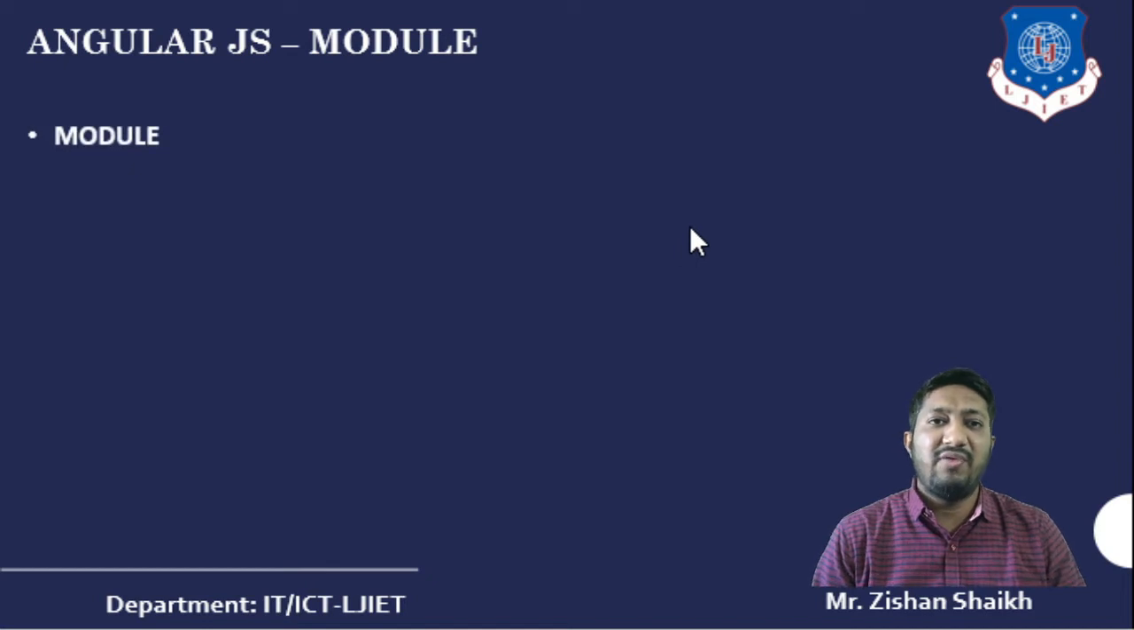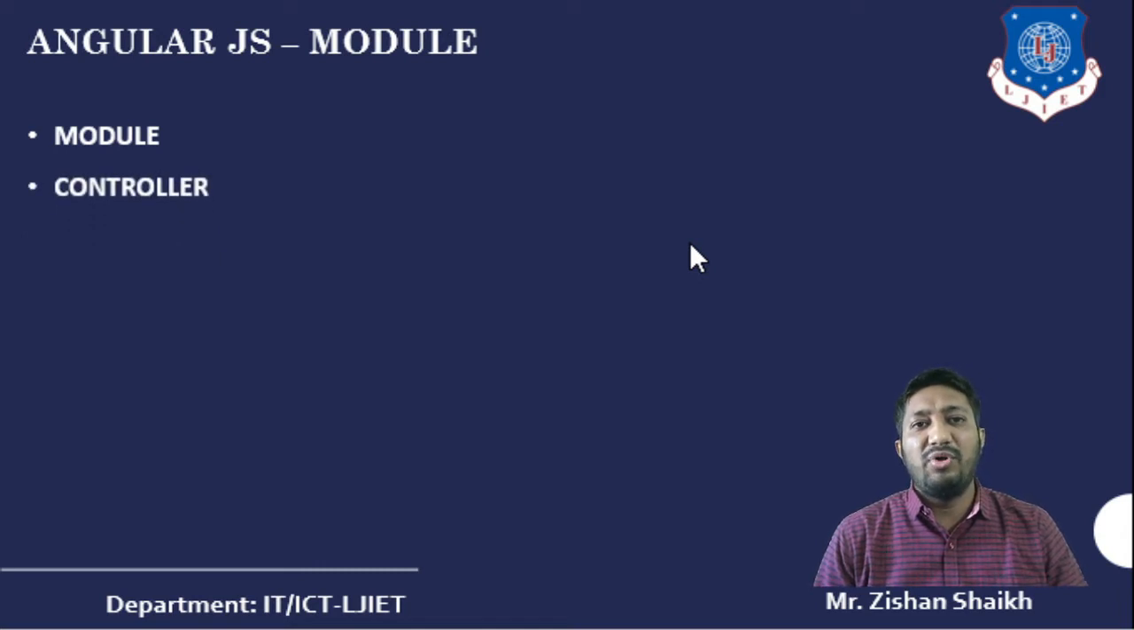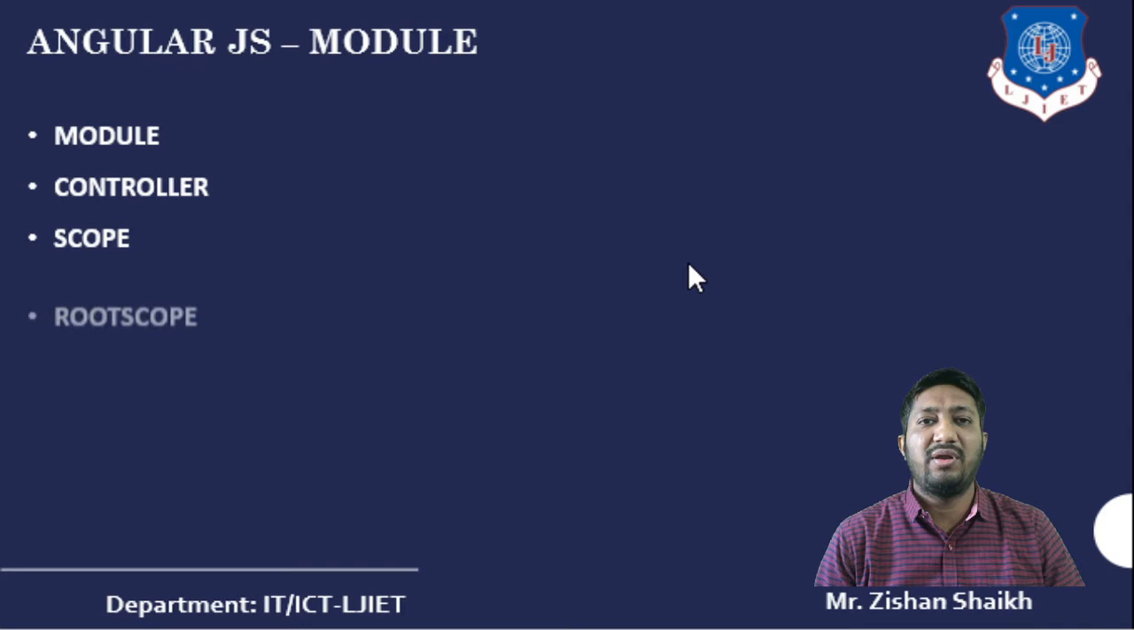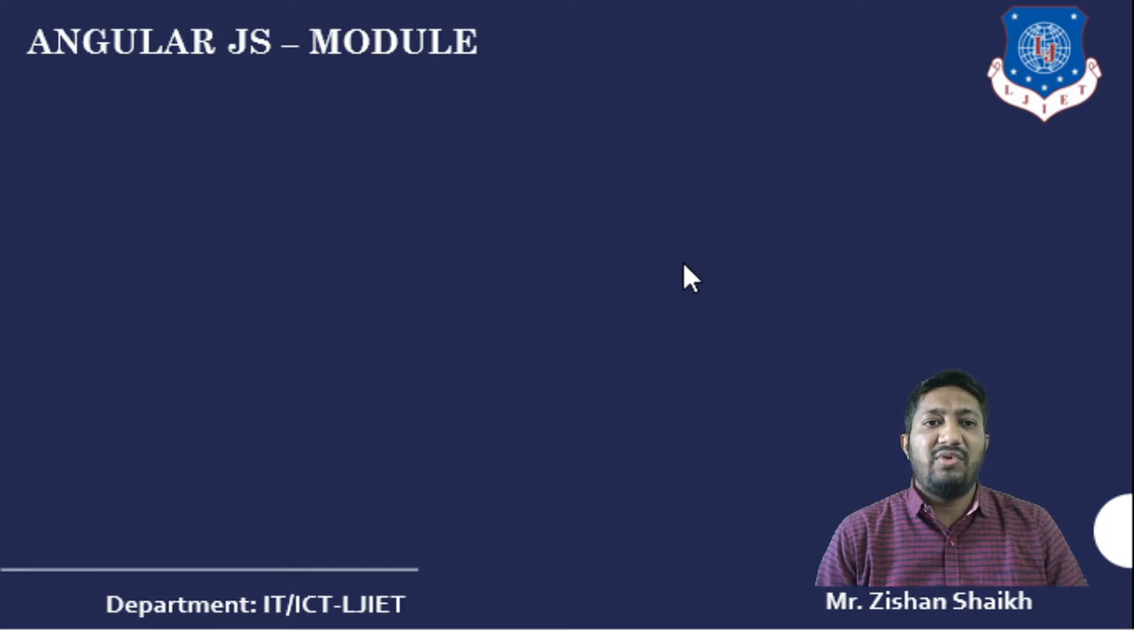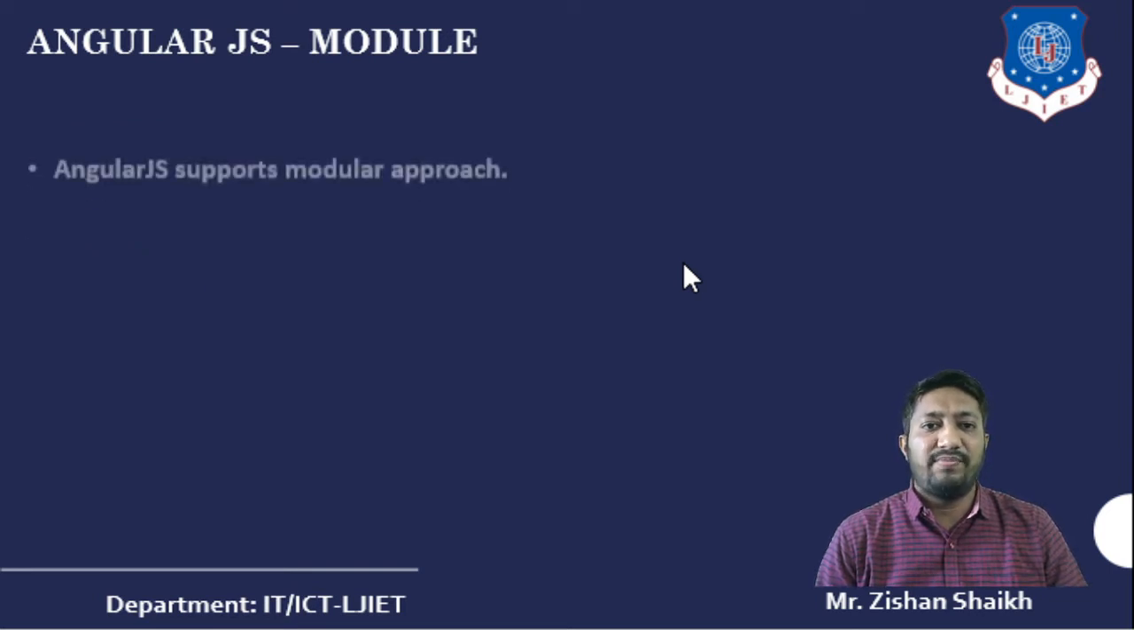In this video, I will first explain what a module is, how we can create a module, and how we can use that module in our application using a controller. Then we will see how to create a controller, and we will understand two very important terminologies for controlling data around your application: the scope variable and the root scope variable. So let's start today's topic with the first title, module.